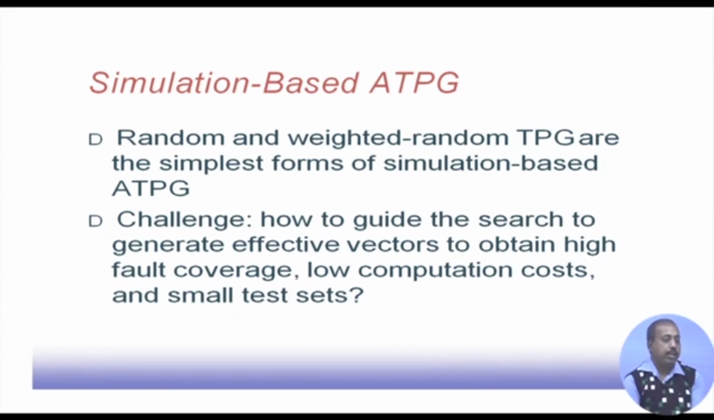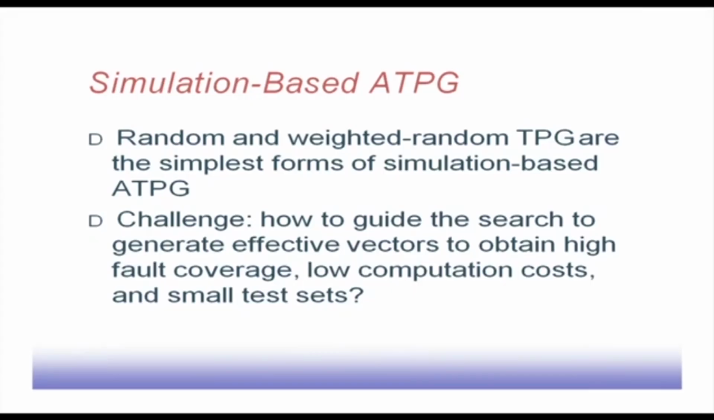The random and weighted random test pattern generators are the simplest forms of simulation based ATPGs, because they generate some random pattern, do a circuit simulation to see what faults it can detect, and if it detects a new fault, fine, otherwise it will generate the next random pattern. So, that is the simplest type.